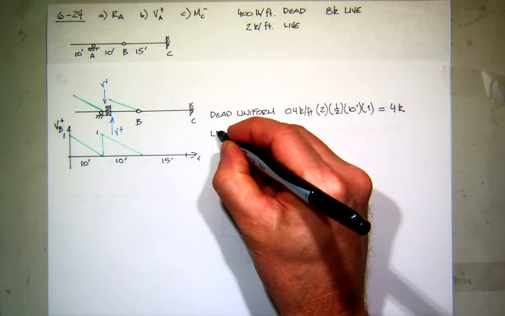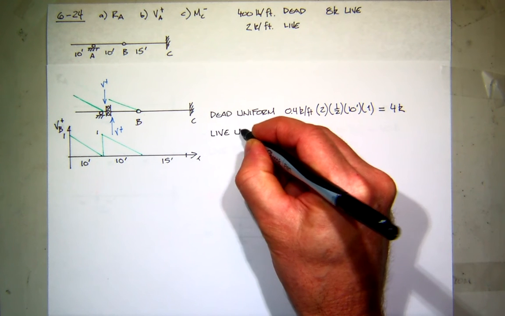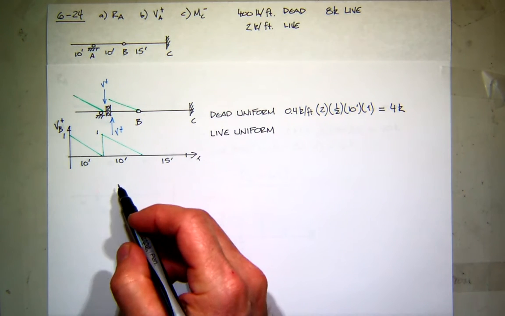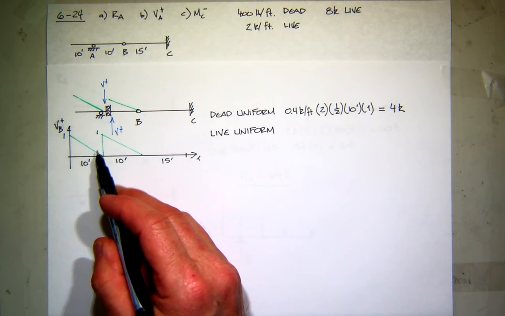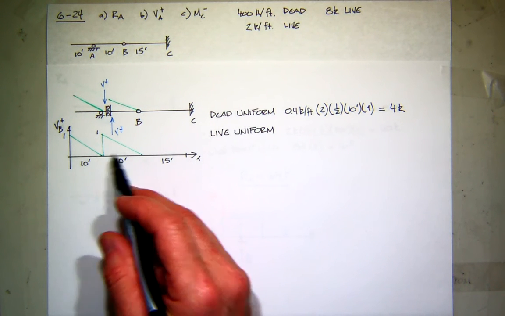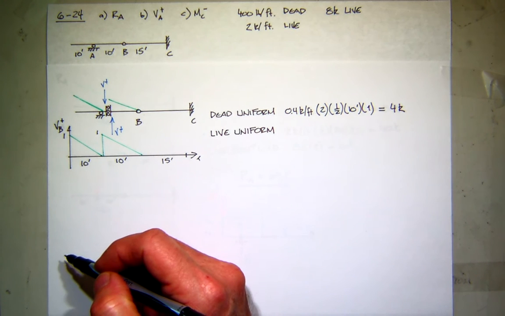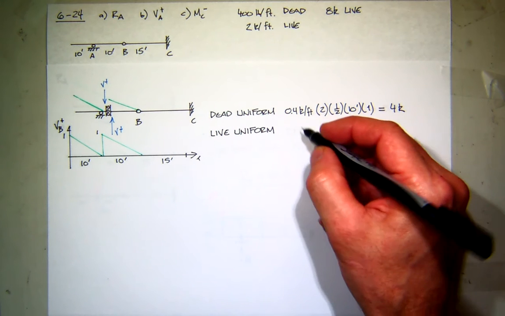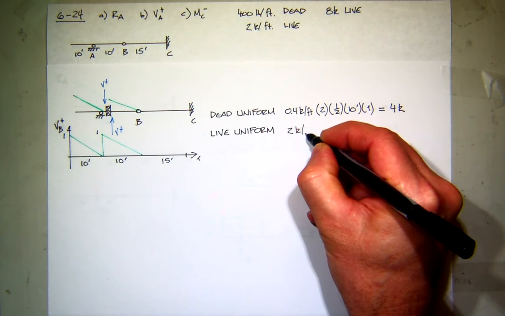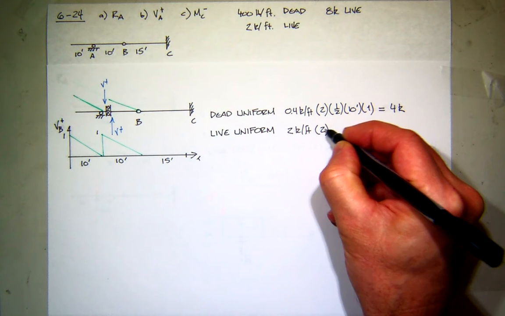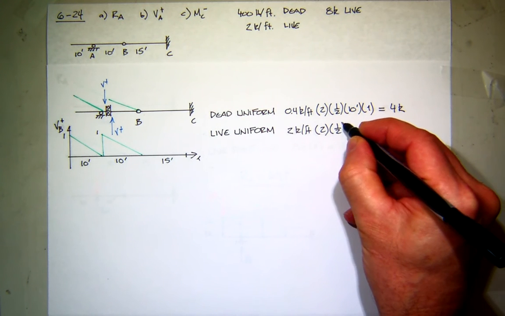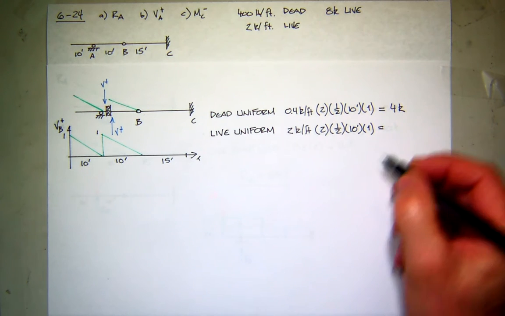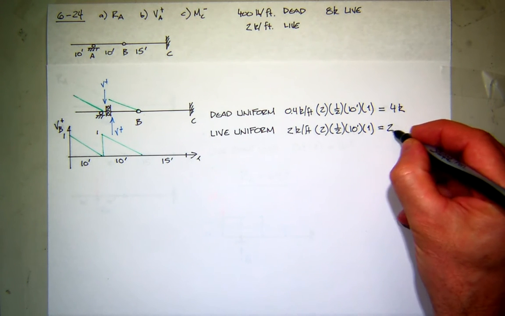And then my live uniform load. Now this one I can move around again, but in this particular case there's not much to move around. I'm going to run it from 0 to 10 to cover this positive section, and then from 10 to 20 to cover that positive section. And that's it. Again, I have 2 of those, so I've got my intensity of 2 kips per foot. And again, there are 2 of those areas, and each one of the areas is 1/2 base times height. So it looks like I get 20 kips for that.